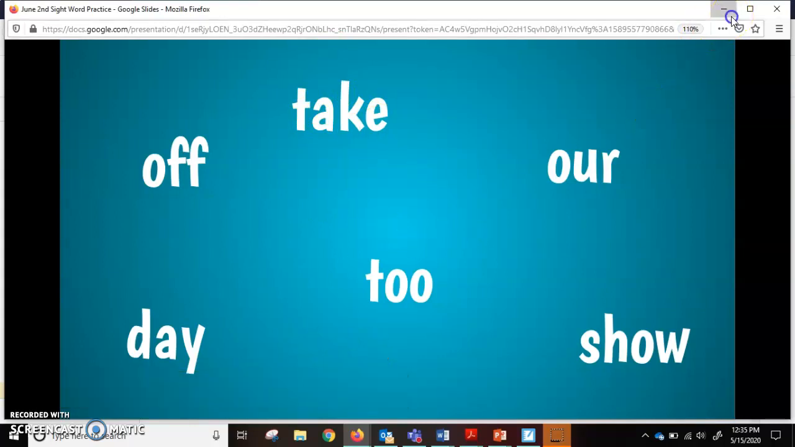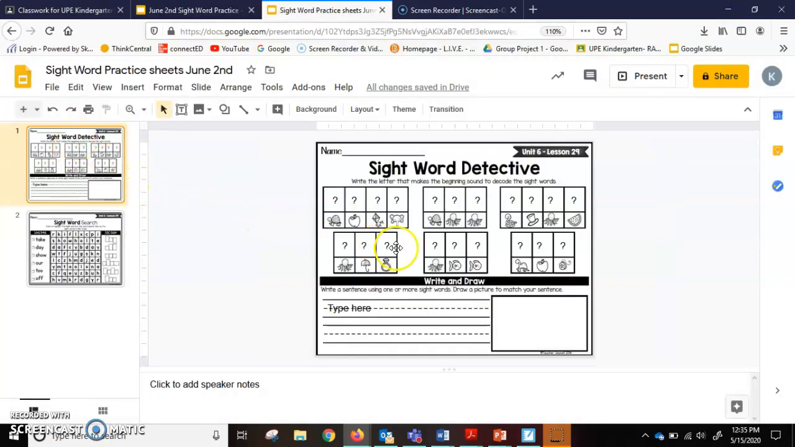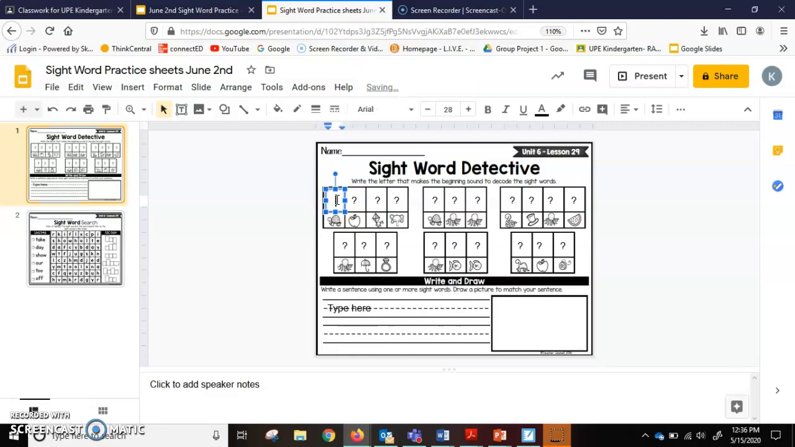All right, friends, the next thing you're going to do is some sight word detective work. Here on this page, wherever you see a question mark, you're going to fill in the letter instead. So the beginning sound for turtle is T. So instead of a question mark, I would put the letter T. You're going to do this for all of the question marks, and that will make all the sight words that we just learned. So once you're finished with this, you can be done.